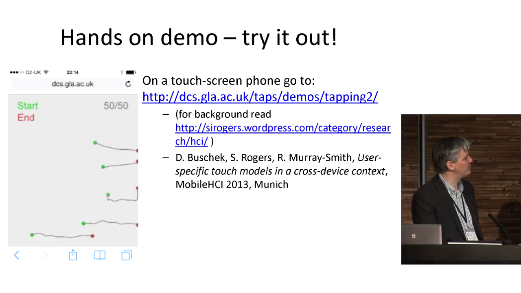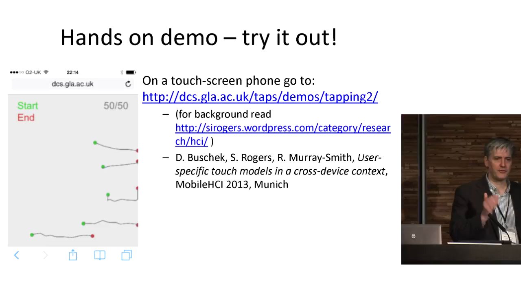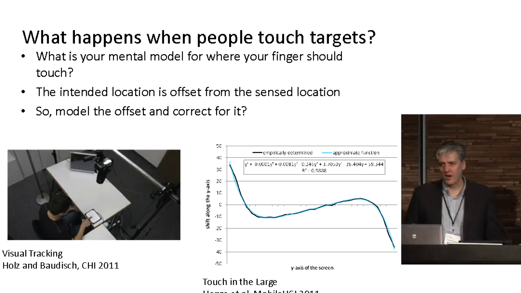Basically, each time it started off in an initial condition, and each time you hit a target, you'll have had an offset, and you gradually moved. In this case, it moved this way. That's showing the typical offsets that would be applied at that point in space to give you a more precise touch.